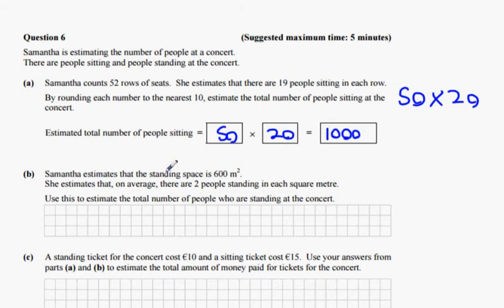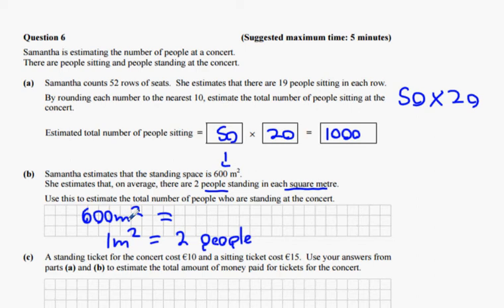Okay. Samantha estimates that the standing space is 600 meters squared. She estimates on average 2 people standing for each square meter. Use this to estimate the total number of people who are standing at the concert. So 2 people fit into each square meter. We have 600 meters squared, okay, and 1 meter squared equals 2 people. So what does this tell you about 600 square meters?